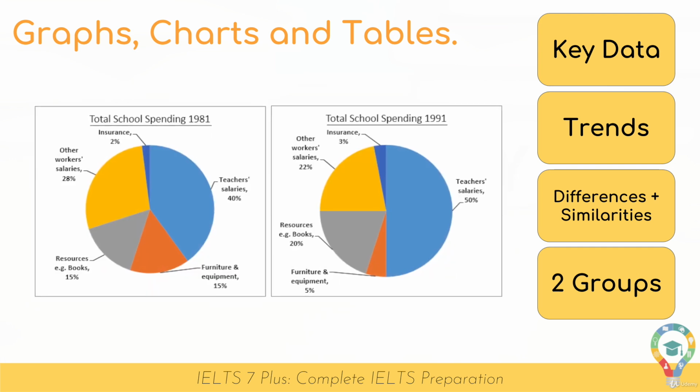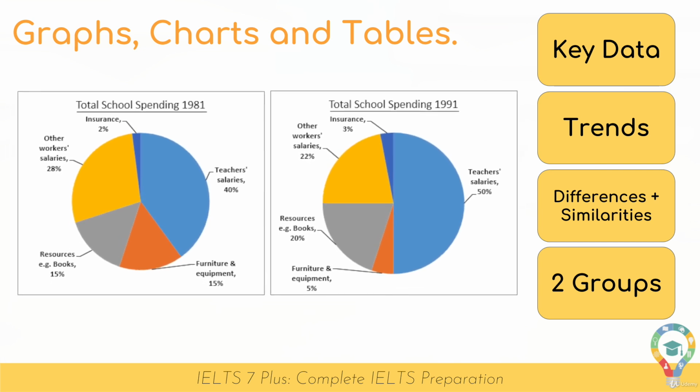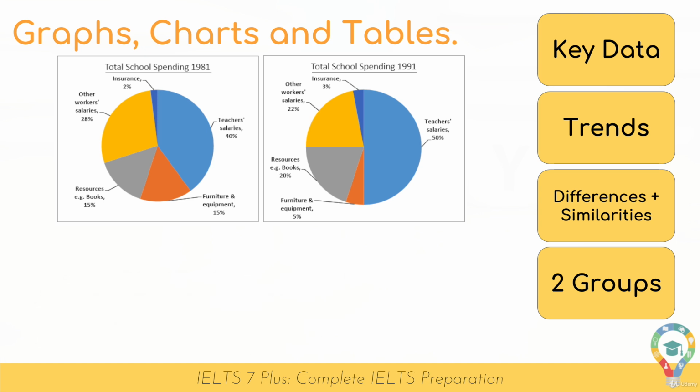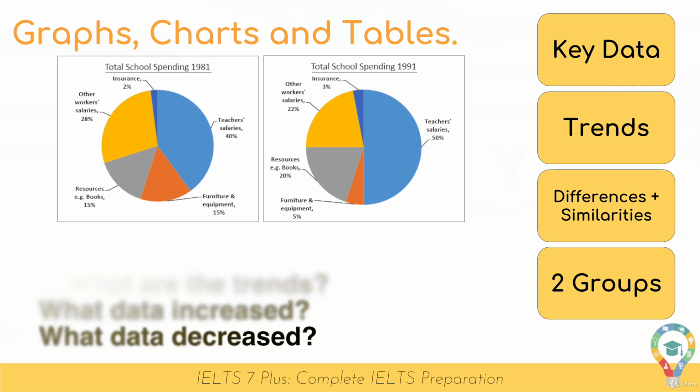Now we'll use our 4 key questions to analyze the data from a pie chart from a previous IELTS writing exam. First up, what is the key data? We can see from the title that the pie chart shows the total school spending and budget over 2 different years. What trends can we see? Well, first I can see that teachers' salaries increased by 10%, while other workers' salaries decreased by 6%. I can also see that the budget for resources rose by 5%, whereas furniture and equipment fell by 10%.